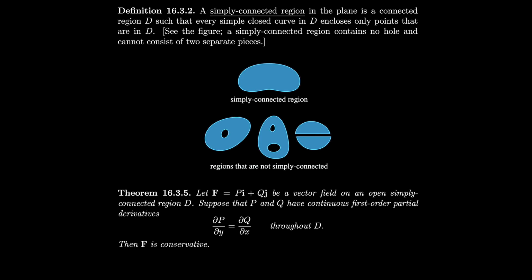Okay, so now we can write our converse. Suppose that we have F equal to Pi plus Qj. It's a vector field on an open, simply connected region. Let's suppose that P and Q have continuous first-order partial derivatives. Then F is conservative if these guys are equal. So having these guys equal now will tell us it's conservative as long as we have certain criteria, and if it's conservative, we don't even need those criteria, we're guaranteed that these guys are equal.